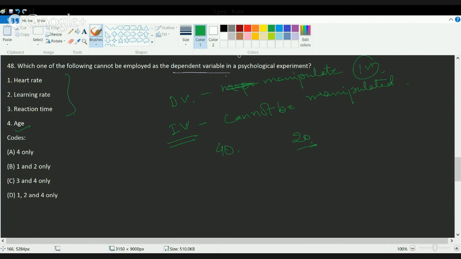For example, heart rate in relation to the stress level. Heart rate is manipulated with stress, so heart rate is dependent on stress here. If I say the relation of heart rate to age, I can say the changes in the heart rate pattern with age, so again heart rate is dependent on age. Heart rate is a dependent variable here. Learning rate can be governed by the amount of study or the time of study, so it's again dependent on those parameters. Reaction time depends on drug level, the kind of drug intake that you have taken, so it's again dependent on other parameters. So these three are the dependent variables, and age is the only parameter which is independent. So the correct choice here would be 1, that is 4 only.